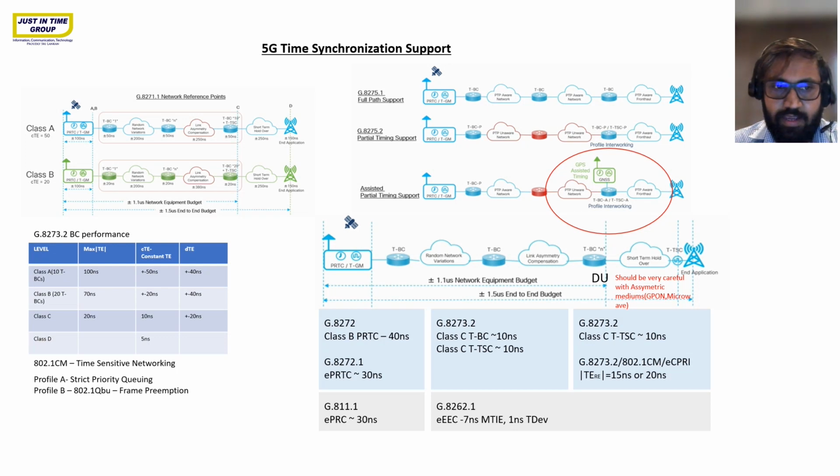And the other aspect is whether the fronthaul networks can support 802.1CM, that means the Time Sensitive Networking profile for 5G fronthaul. And there are two profiles, profile A and profile B. In profile A, we find strict priority queuing and also preemption. That means when you distribute traffic based on QoS levels, whether you would do preemption and so on. Those are some standards you need to follow when building a 5G fronthaul network.